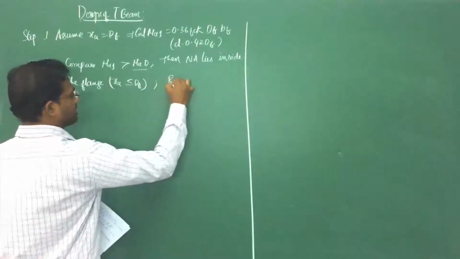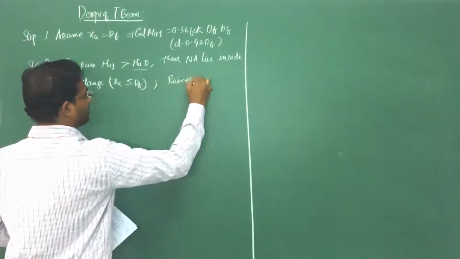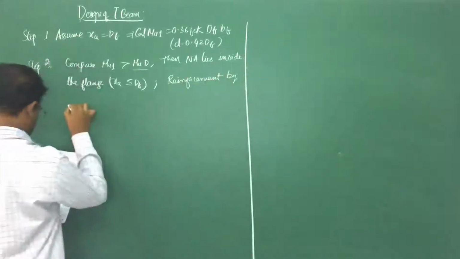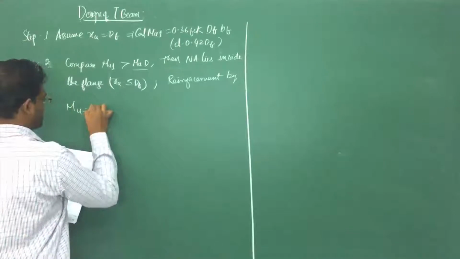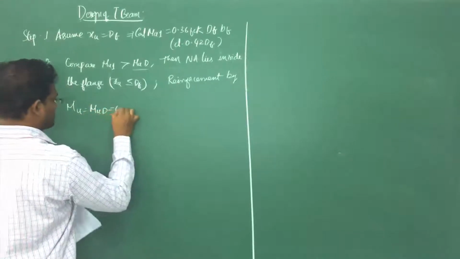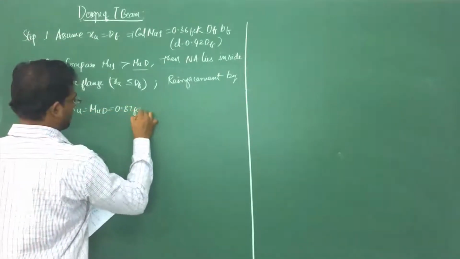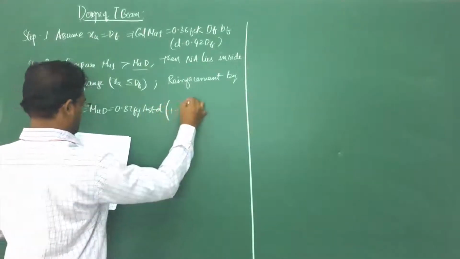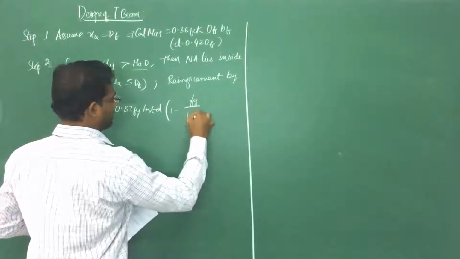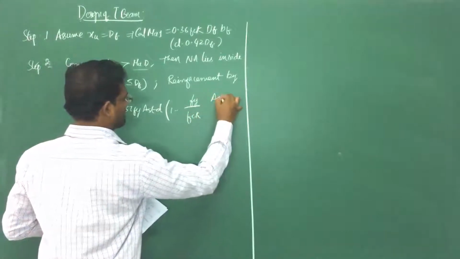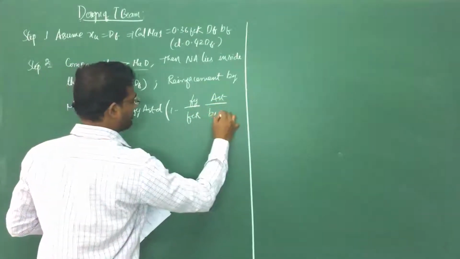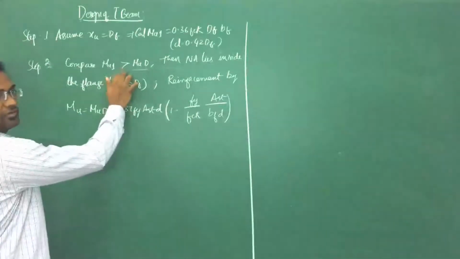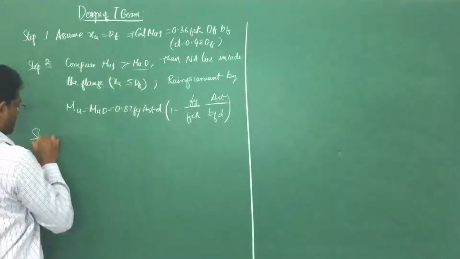If this is acceptable, then reinforcement is given by Mu equals Mud equals 0.87 fy Ast d (1 minus (fy by fck) Ast by (bf d)). You can directly calculate this Ast. But what if this condition is not satisfied?